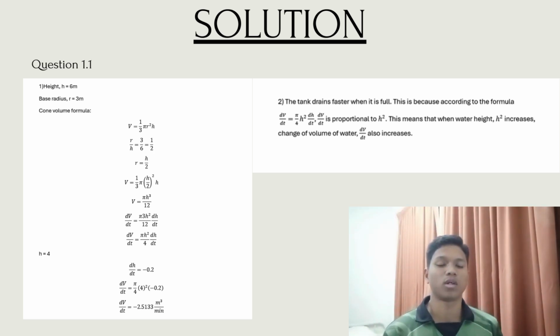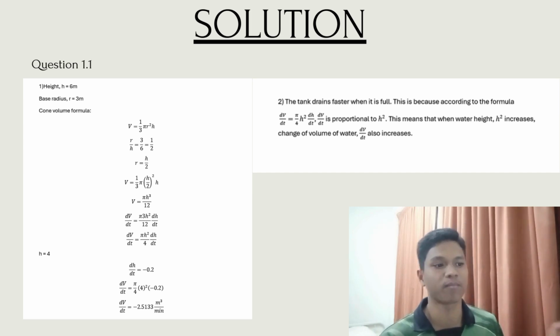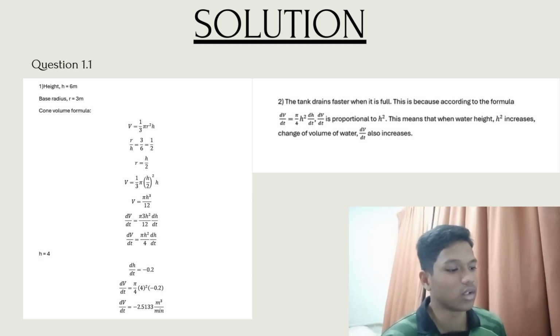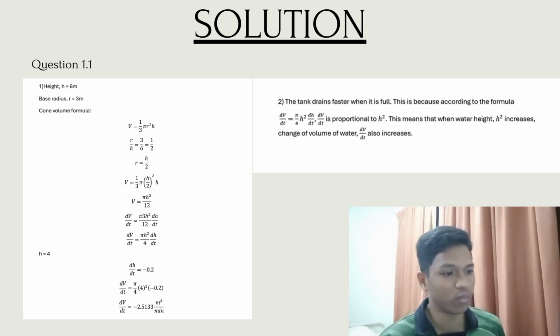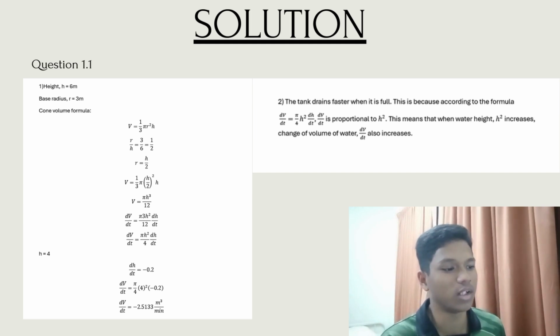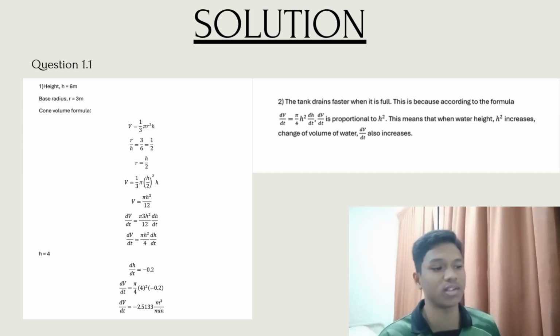Assalamualaikum warahmatullahi wabarakatuh. My name is Muhammad Rafiq bin Khairnizam, matrix number AA251559, and I will be explaining question 1.1. For the first question, it requires us to calculate the rate at which the volume of water is decreasing when the water depth is 4 meters.